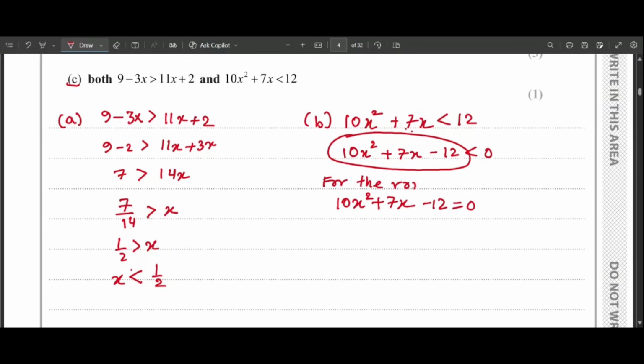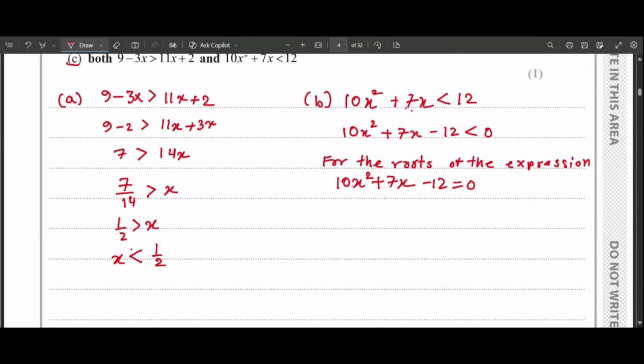I can write for the roots of the equation. For the roots of the expression, we took the expression and we equated the expression with 0. Now I will solve this expression and try to find the values of x for which this expression is equal to 0. So to do that, I can use the middle term method.